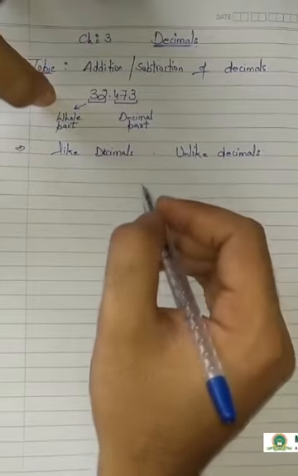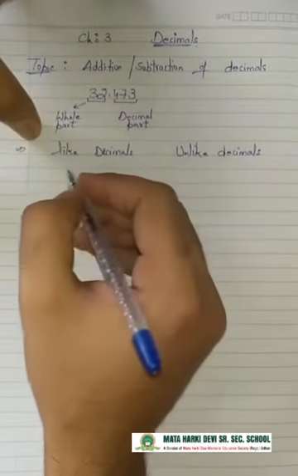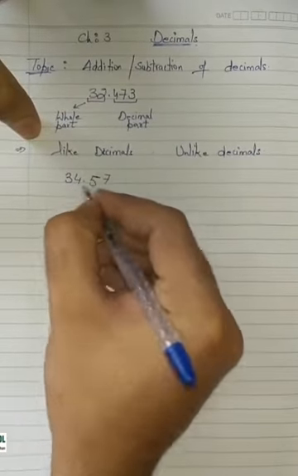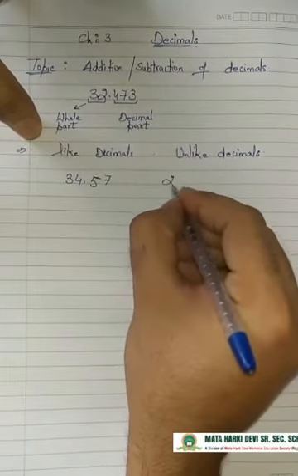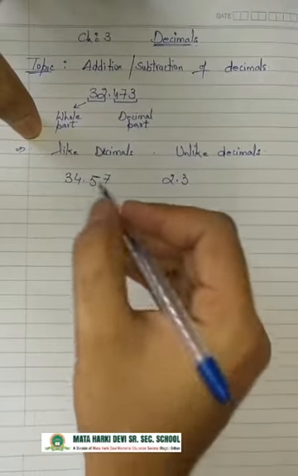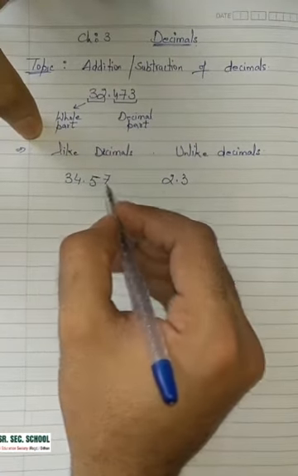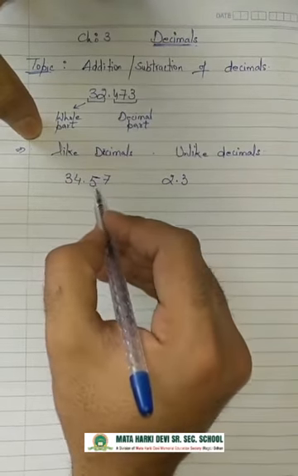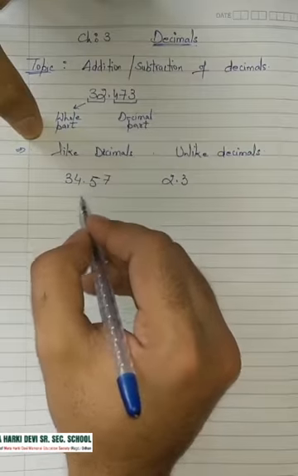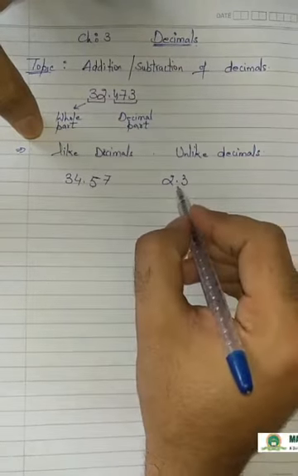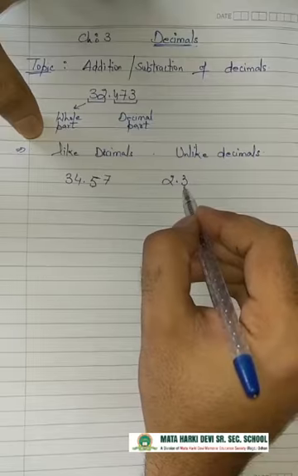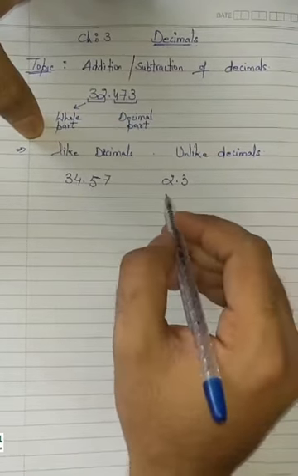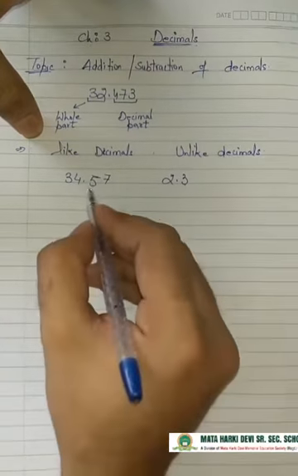Let us check this by example. For example, I have two numbers. The first one is 34.57 and the second is 2.3. So the first number has two decimal places, that is 5 and 7, and the second number has one decimal place, which is only 3. So the numbers in which the decimal places are different are known as unlike decimals.